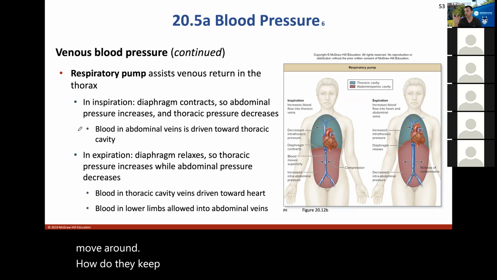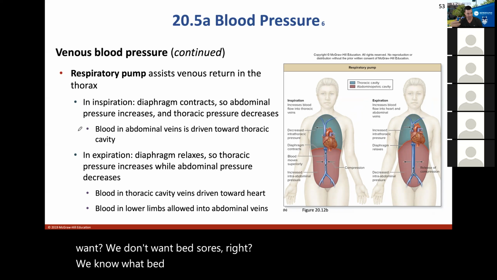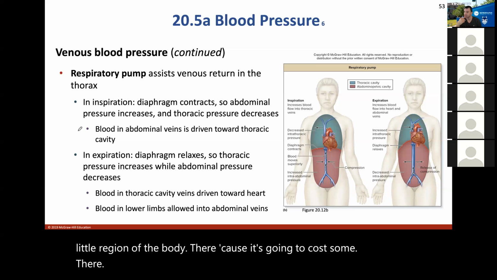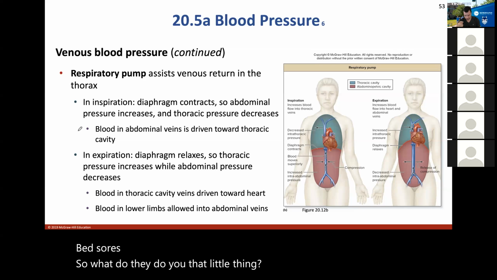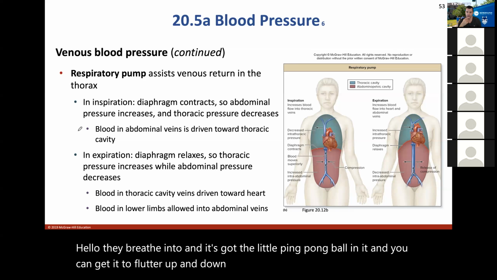Because what's the one thing we don't want? We don't want bed sores, right? We don't want bed sores. You don't want that pooling of blood in one little region of the body because it's going to cause some bed sores. So what do they do? You know that little thing they breathe into, and it's got the little ping pong ball in it, and you can get it to flutter up and down by breathing into it.